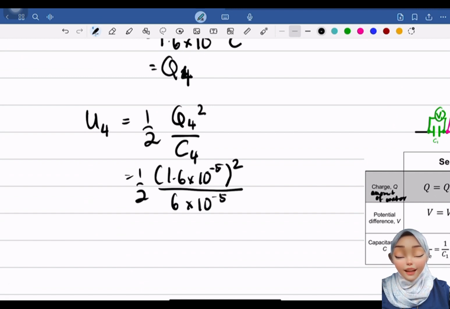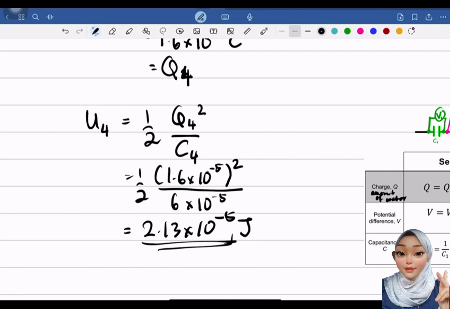6 micro. Okay, so jawapannya ialah 2.13 kali 10 kuasa negatif 5 joule. Itulah dia jawapan dia. Alright, kalau you are confused, boleh cuba ulang-ulang sekali lagi, okay? So good luck and give it a try yourself.